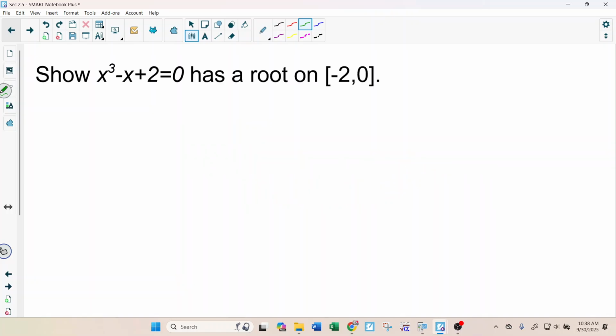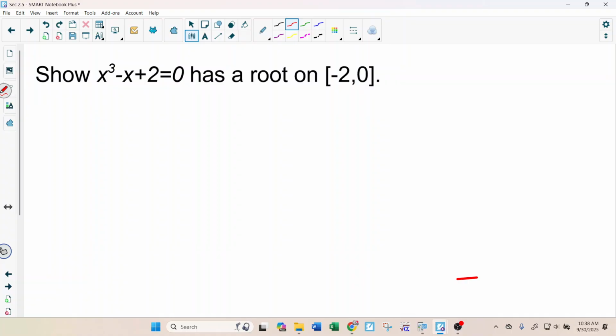So let's look at this. Show x cubed minus x plus 2 equals 0 on negative 2 to 0. So, first up, intermediate value theorem. Is this continuous on that interval? Yes. Why? You're right, but why?